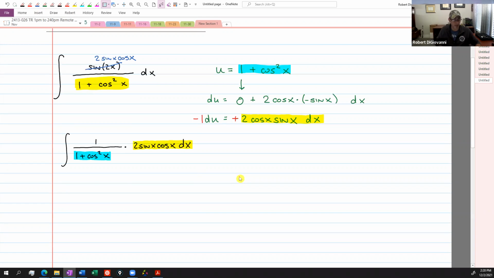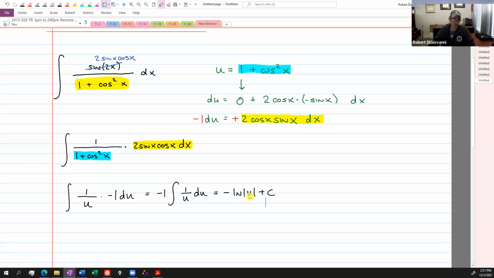And then I rewrite the integral. Integral 1 over, the blue part is u, the yellow part is -1 du. Take the -1 to the outside, I've got 1 over u du. And that gives me negative natural log absolute value of u plus c, because the antiderivative of 1 over u is natural log.